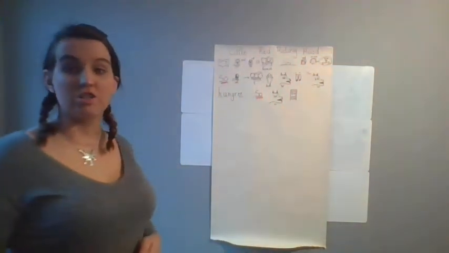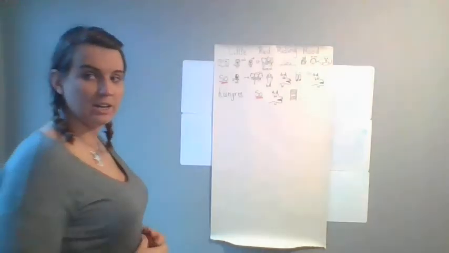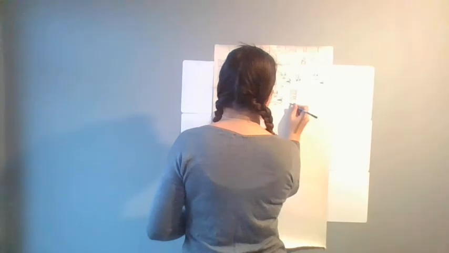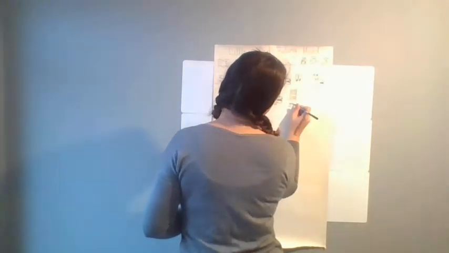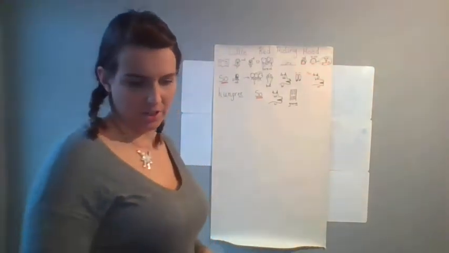How do I write Granny? What sound do I need? Granny. G. Well done. Gr and E. Granny. Okay.